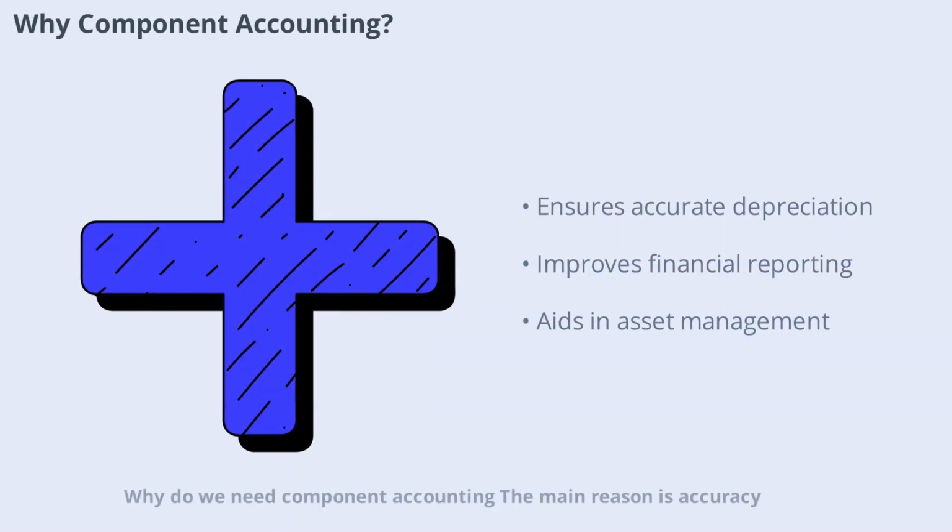Why do we need component accounting? The main reason is accuracy. Different parts of an asset may wear out or need replacement at different times. By recognizing components separately, companies can match expenses with the periods in which they occur, leading to more precise profit calculations. This also helps in planning for future replacements and maintenance, ensuring that financial statements are not misleading. It's all about providing a clearer picture of a company's assets and their real value over time.